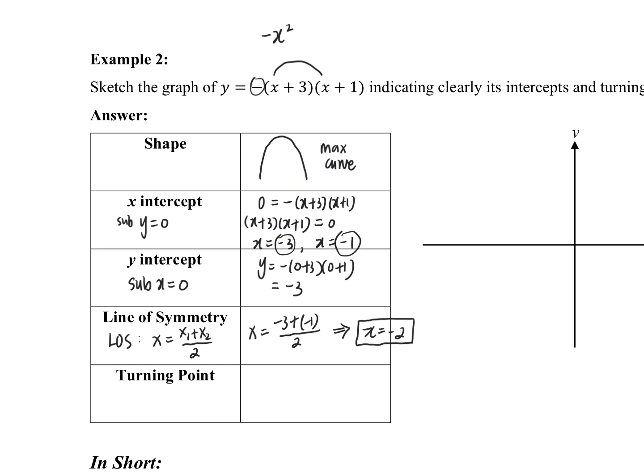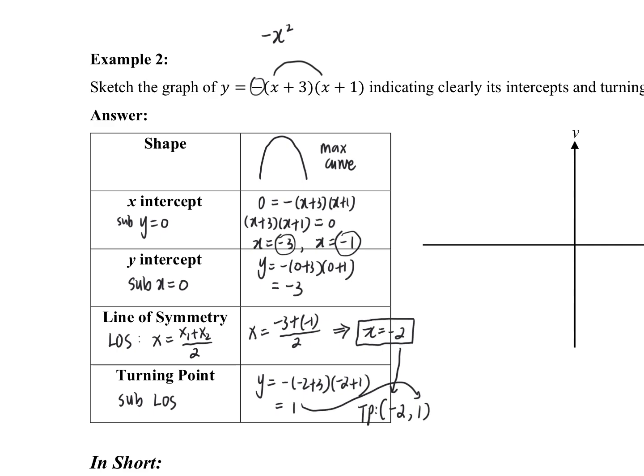And then the last one is the turning point. You sub in your line of symmetry. So sub in x as minus 2. You will get... is it 1? 1 times negative 1 times negative. Yeah. Okay. So your turning point would be your x value being negative 2 and then your y value being 1. So this is your turning point.